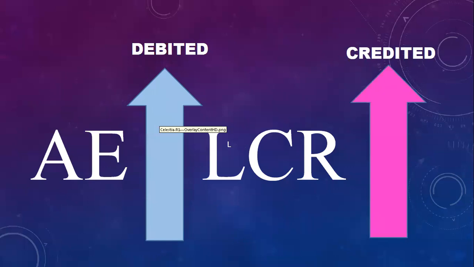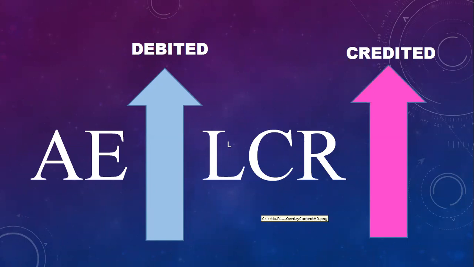Assets and expenses, when they increase, this is your up arrow. Whenever assets and expenses increase, they are debited. Liability, capital, and revenue, when they are increasing, they are credited. So this is a very important rule when you have to go through the recording of transactions, or when you have to sum up your data.